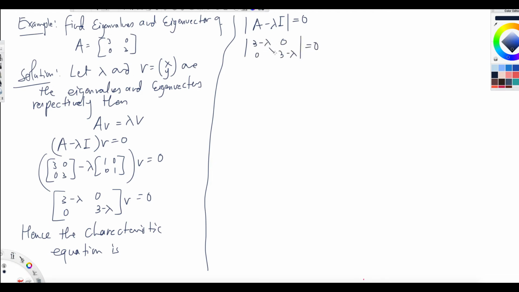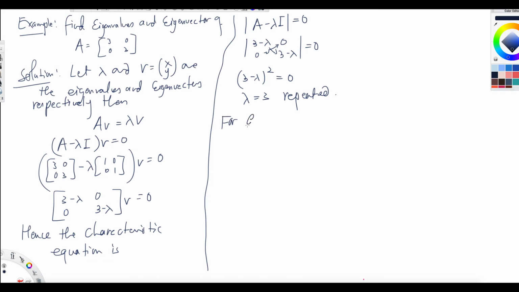So how do I find that? You multiply this diagonal positively, you multiply the other negatively, right? So you get (3 minus lambda) squared equals 0. If you solve this, you will get lambda equals 3. It is repeated again. So how do I find the eigenvector?